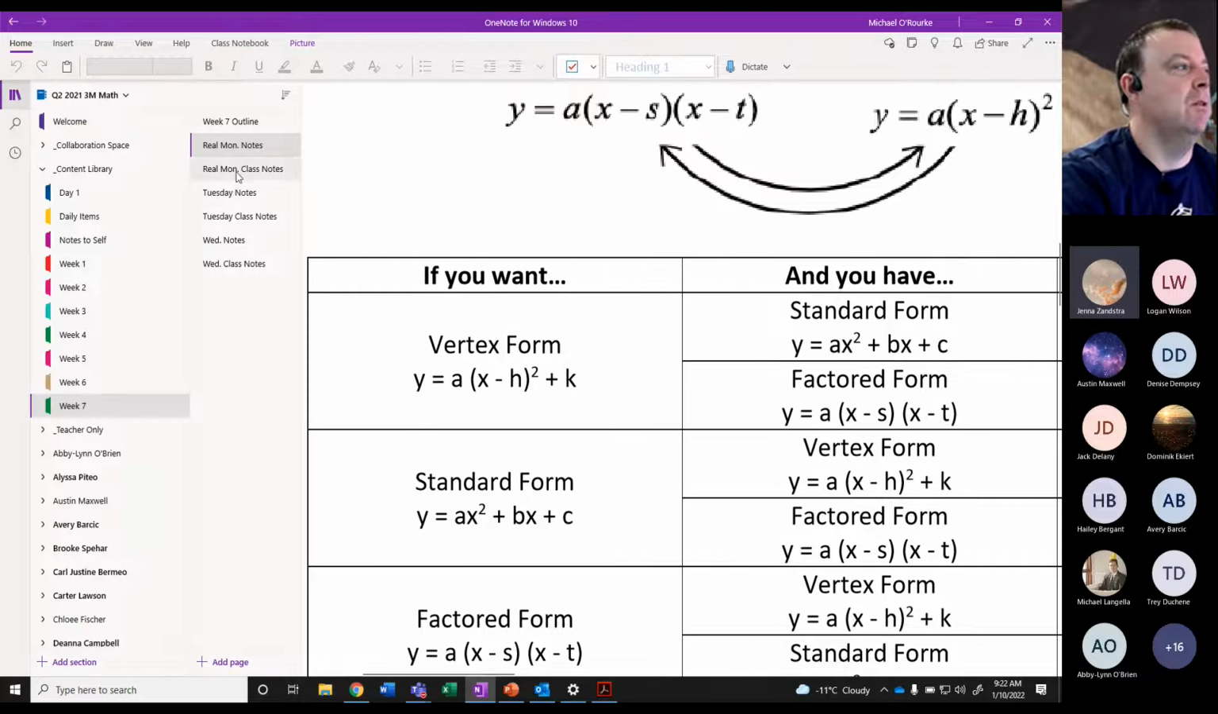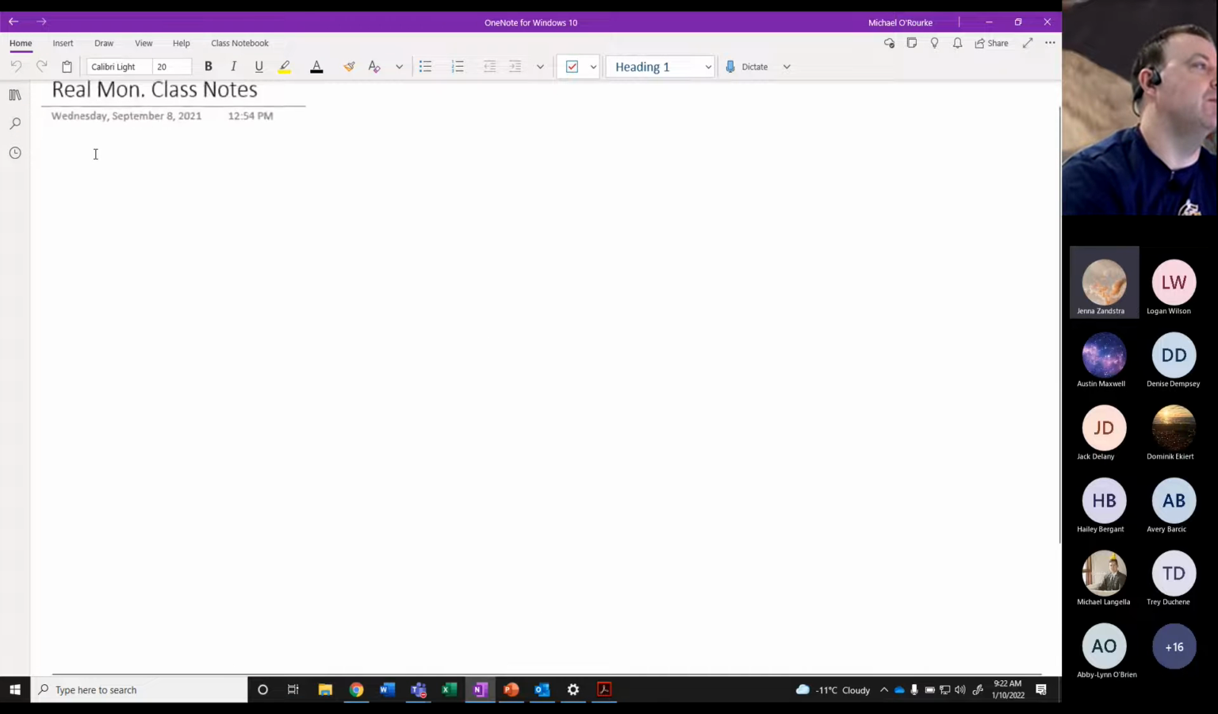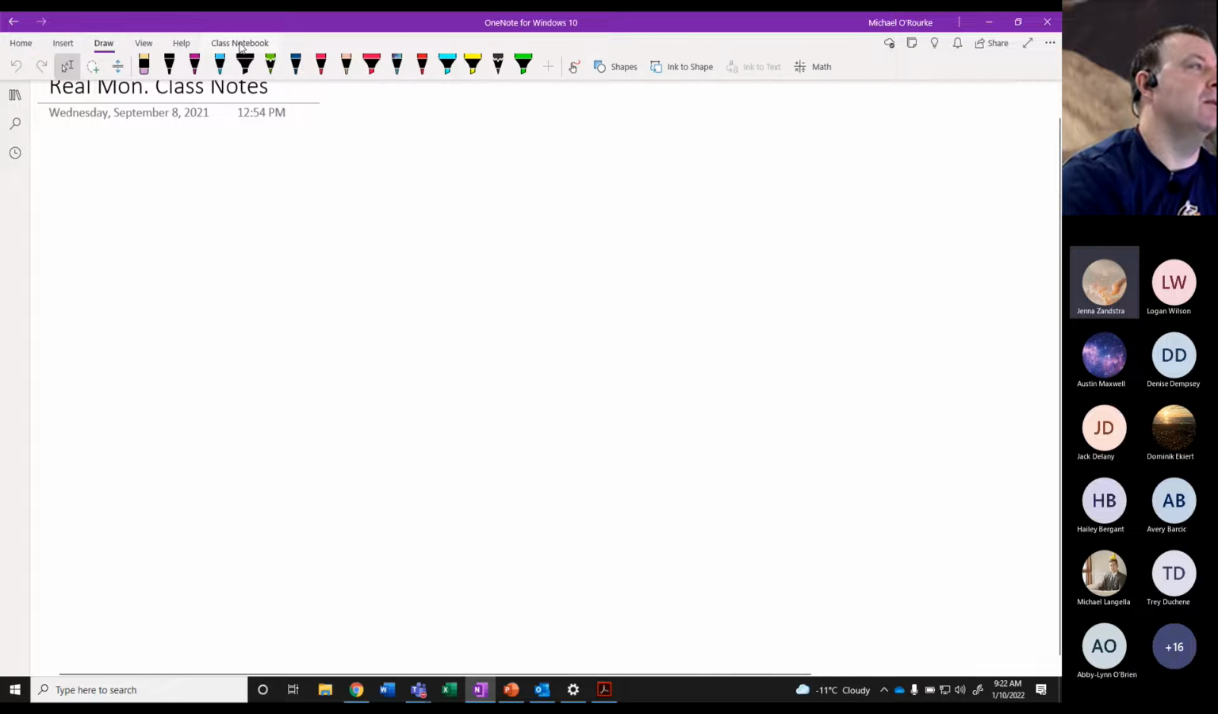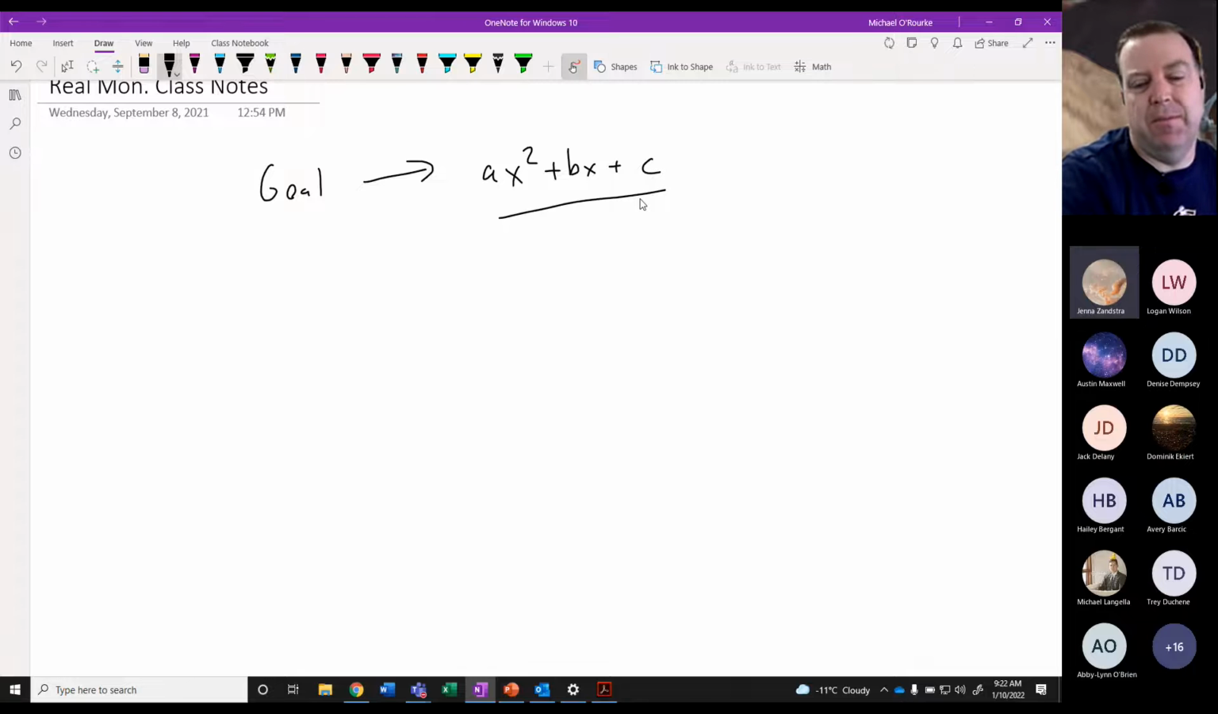Okay. So what I will do, let's do an easy one first. My goal right now is to go to standard form, which is ax squared plus bx plus c. This is where I'm going to end up. So the easiest one to start with is this one.